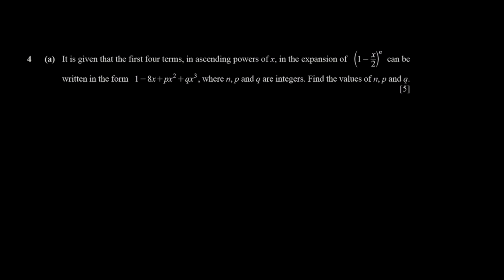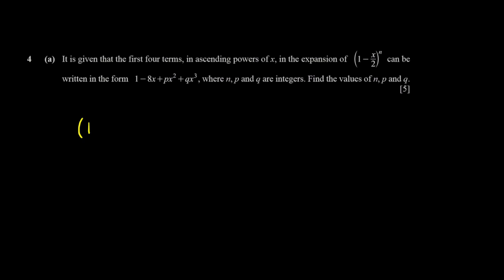Okay, question 4, which is a binomial expansion style of question. It is given that the first 4 terms in ascending powers of x in the expansion of this can be rewritten in this form, where n, p, and q are integers. We want to find the value of n, p, and q. Well, we've just got to expand that using the binomial expansion. So let's have a go at that.